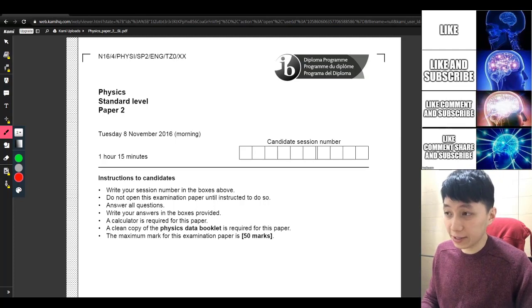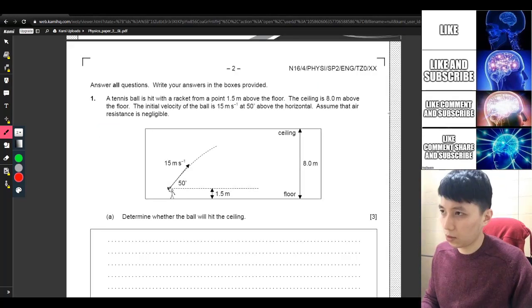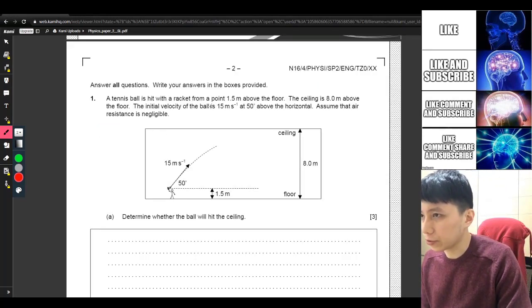So the paper I'm trying is 2016 November SL paper 2. If you want to try it as well, you can go and find the file and try it yourself. Alright, so let me start with the first question.